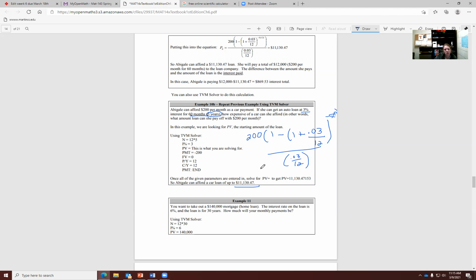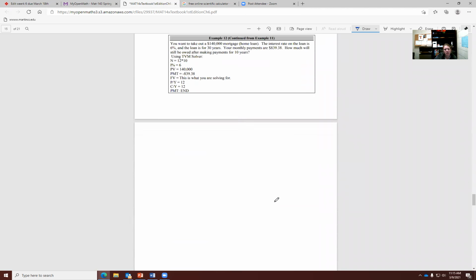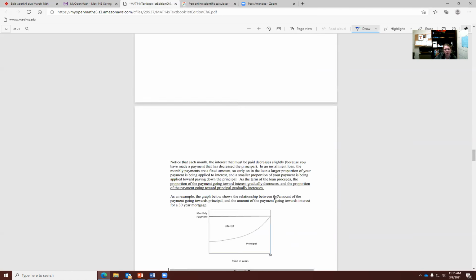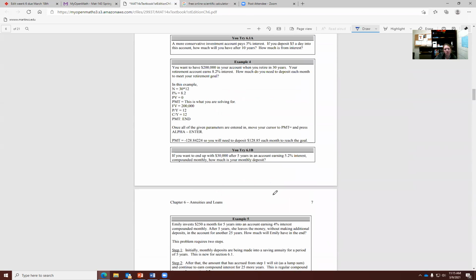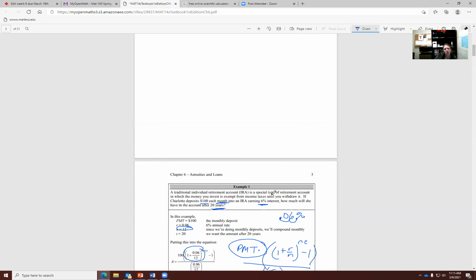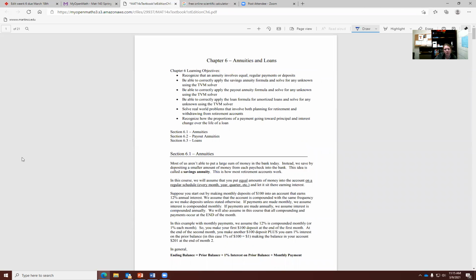Okay. So you can also do a mortgage loan. There's lots of examples of that, but I really just wanted to go back over again with you guys the difference between them, and then also show you how to put it in the calculator.